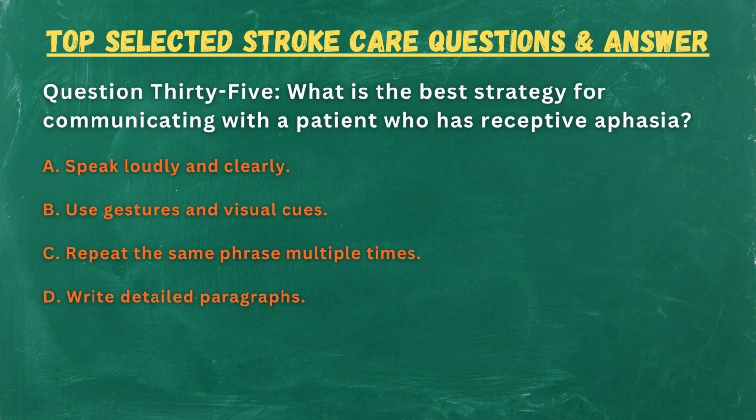Question 35. What is the best strategy for communicating with a patient who has receptive aphasia? A. Speak loudly and clearly. B. Use gestures and visual cues. C. Repeat the same phrase multiple times. D. Write detailed paragraphs. Answer: B. Use gestures and visual cues.